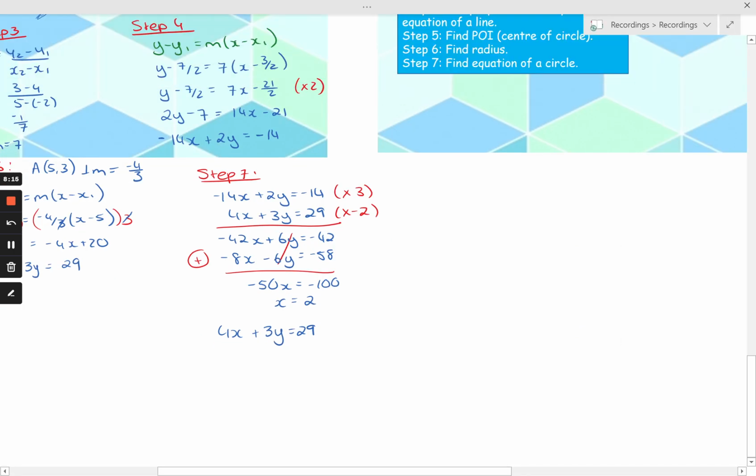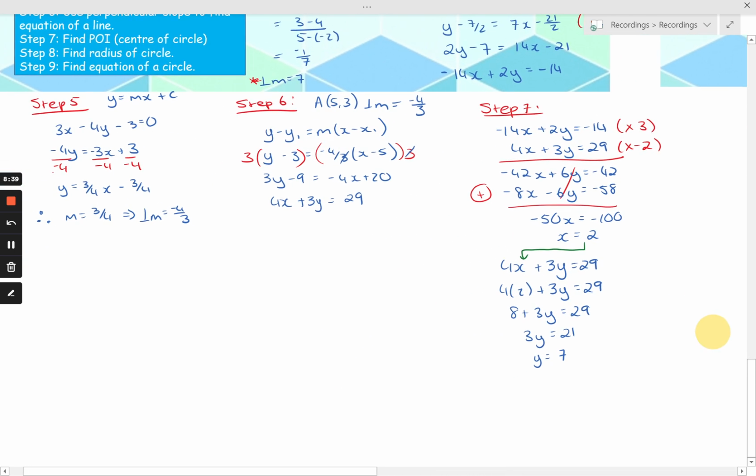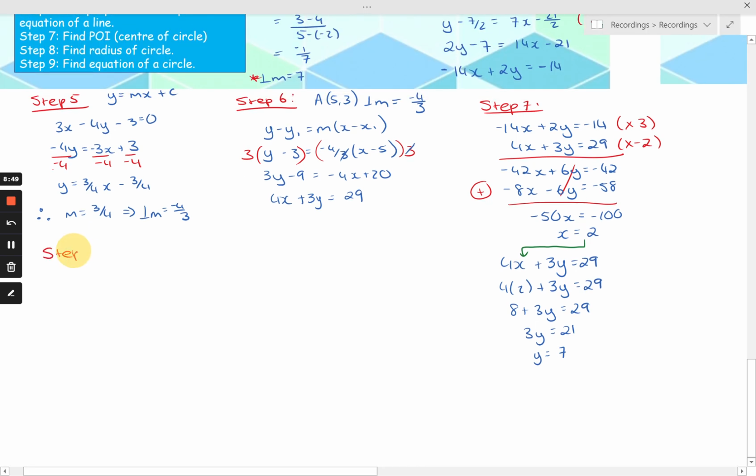So instead of x, I'm going to sub in my 2, which gives me 4 times 2 plus 3y is equal to 29. 4 times 2 is 8 plus 3y is equal to 29. I bring my 8 over and it becomes a minus, so 29 minus 8 gives me 21. Divide both sides by 3 and I get y is equal to 7. So now coming back over here for step 8, I can say that the center of my circle is going to be 2, 7, and I can use this now to find my radius.